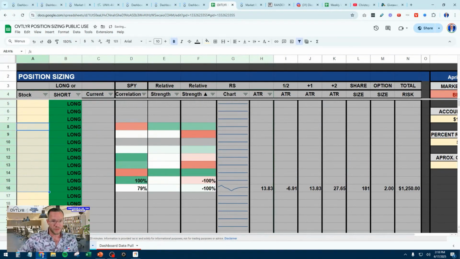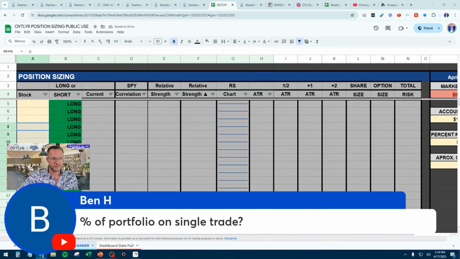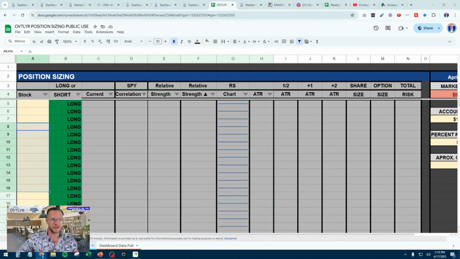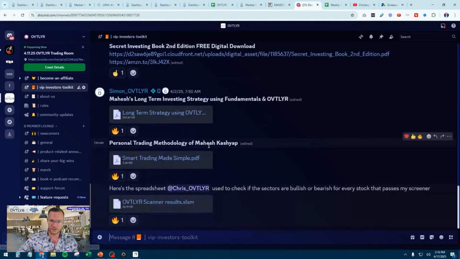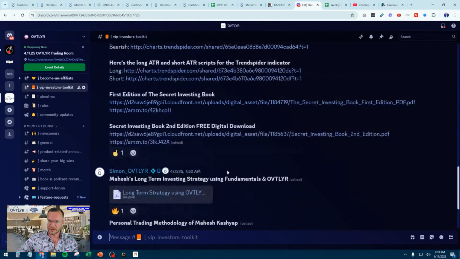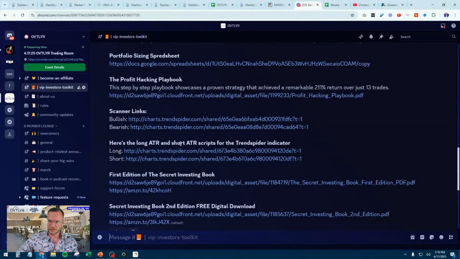So, percent risk per trade. It's a very loaded question. First off, you need to decide that yourself. Second off, I built a spreadsheet for you that does all the calculations, and you can find it inside the Discord. If you go up to the VIP Investors Toolkit, I think it's right there.